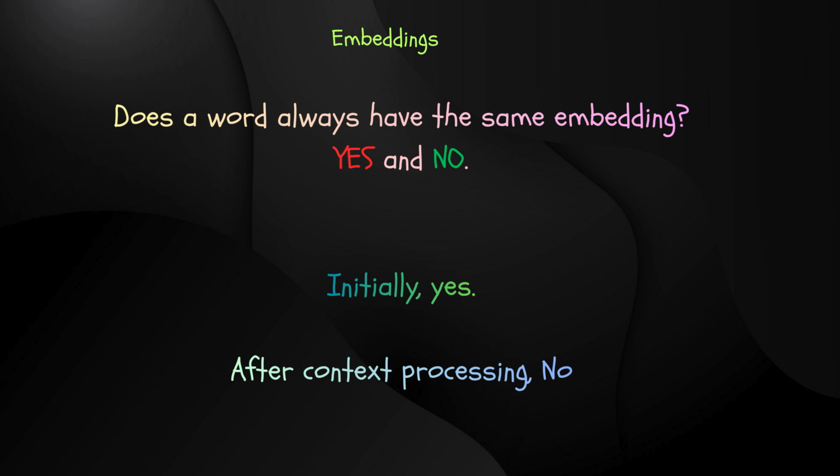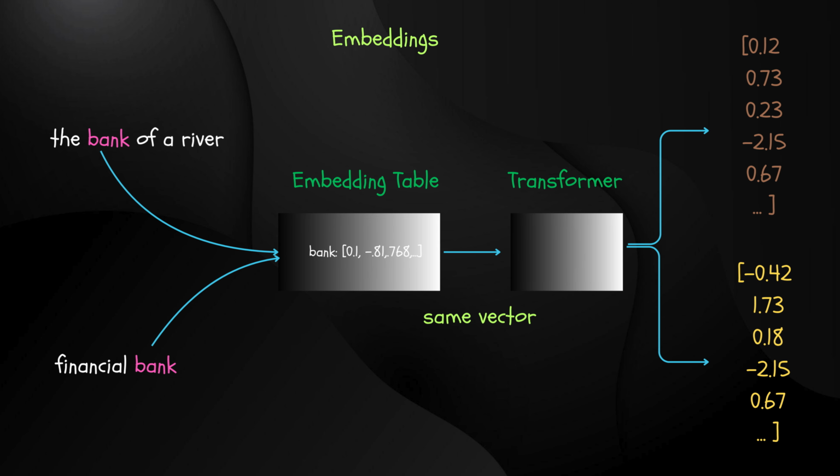Now, here's a question that confuses a lot of people. Does a word always have the same embedding? The answer is yes and no. Initially, yes. Every token starts with a fixed embedding from the embedding table. For example, the word bank starts with exactly the same vector whether we're talking about a financial bank or the bank of a river. But that's only the starting point.